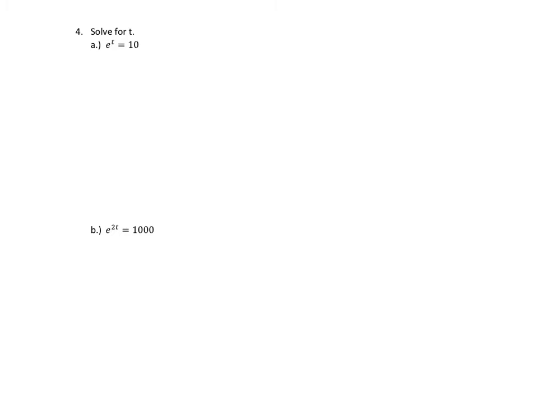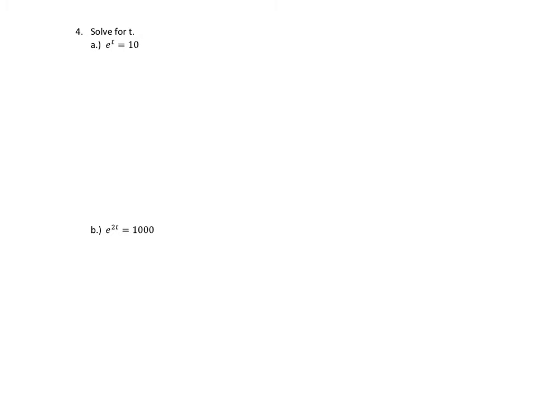Now let's look at some examples of solving exponential equations. In this first one, we have e to the t equals 10. So we're trying to solve for t. That's our variable, and our variable is stuck up in the exponent. So the question is, how do we isolate it and solve for it?